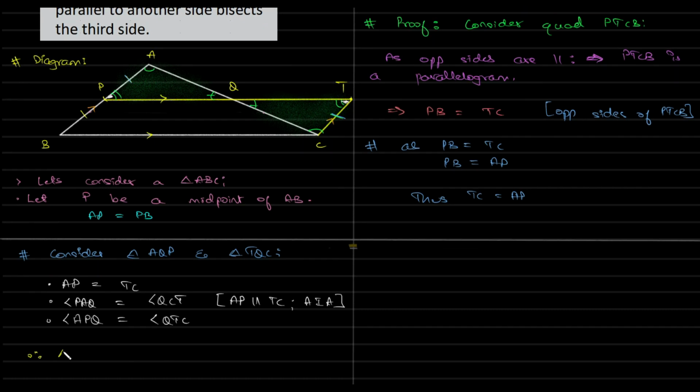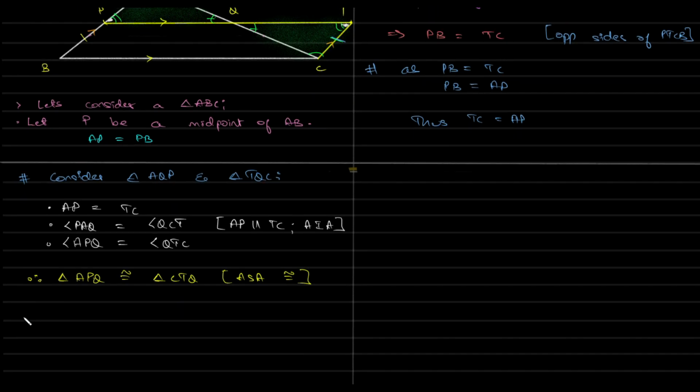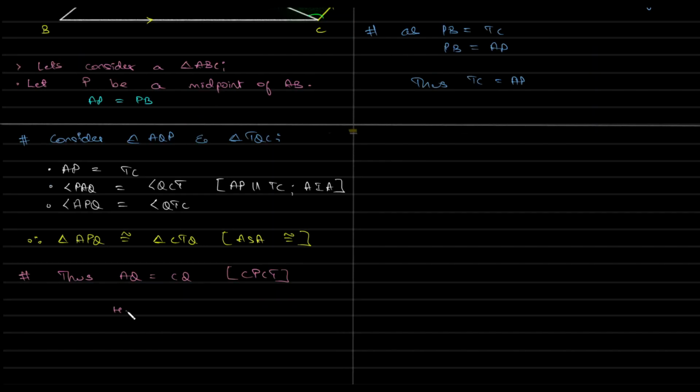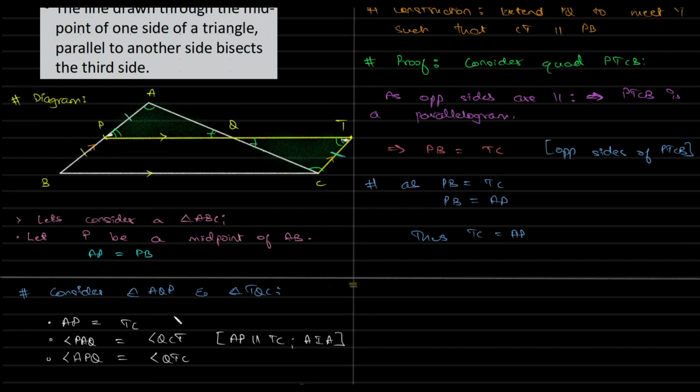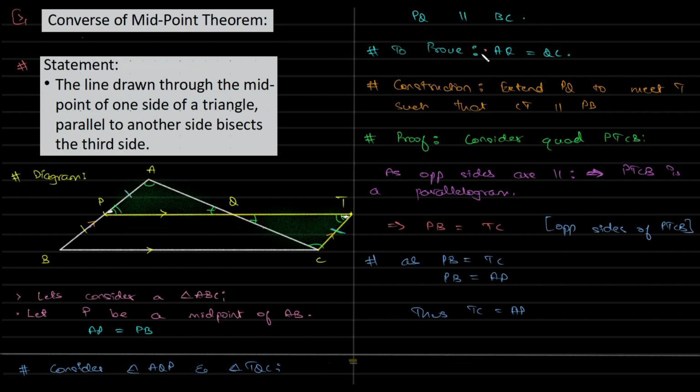Therefore, triangle APQ is congruent to triangle CTQ by ASA congruency. So with this, we can conclude thus AQ is equal to CQ. That's it. Hence proved, right? So we had to prove this. We have done that.